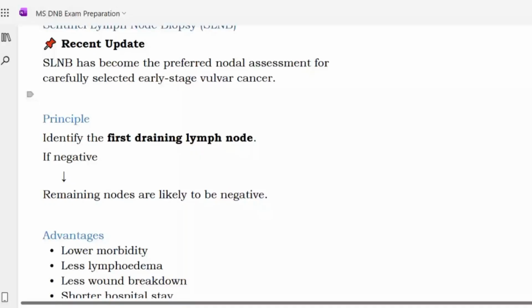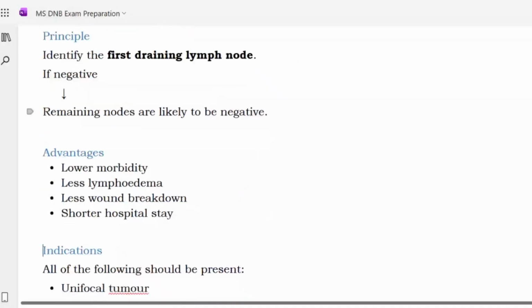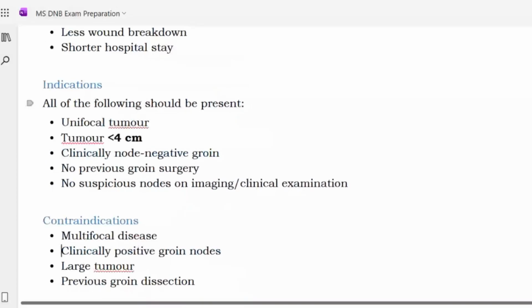Okay, what is the advantage? It reduces the morbidity, less lymphedema, then less wound breakdown, shorter hospital stay. Then what are the indications for sentinel lymph node biopsy? Okay, so to go for sentinel lymph node biopsy, it is better to have unifocal tumor. Okay, and all should be present. Remember, when you want to go ahead with the sentinel lymph node biopsy, all should be present.